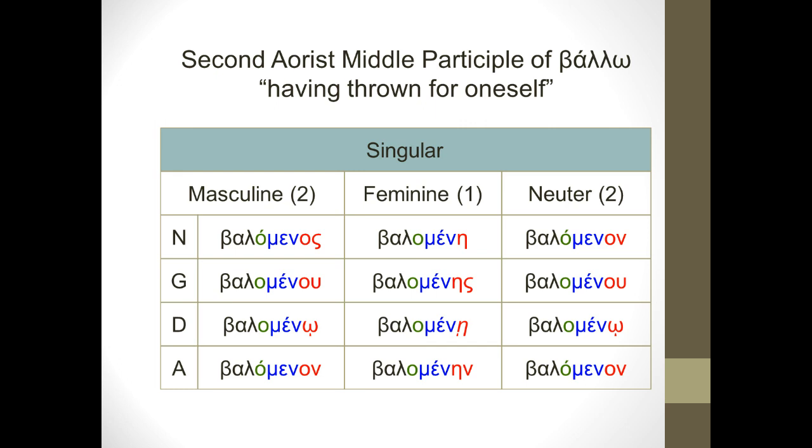So again, using one of our 13 second aorist verbs, let's use bal as we always do. We begin in the nominative, balomenos, balomene, balomenon. In the genitive, balomenou, balomenes, balomenou. In the dative, balomenoi, balomene, balomenoi. In the accusative, balomenon, balomenen, balomenon.